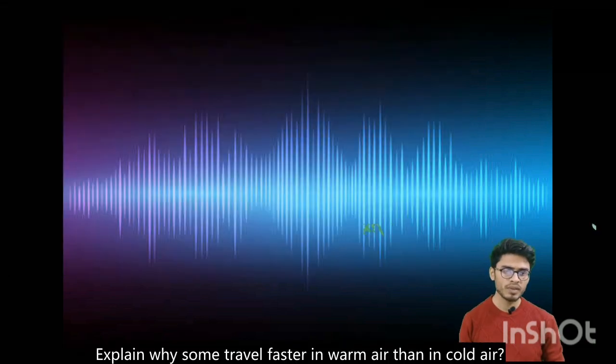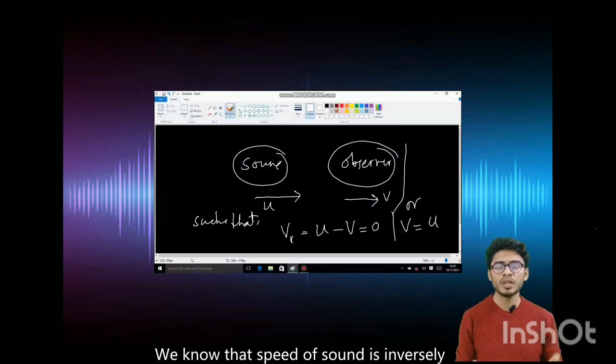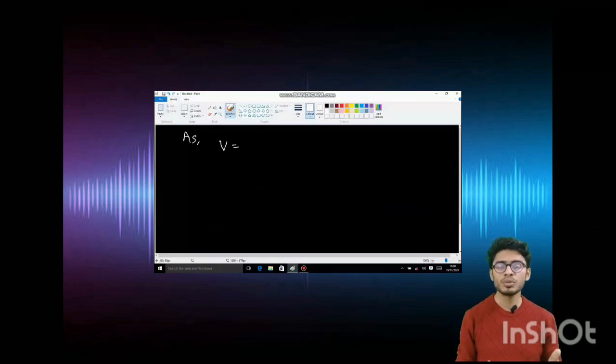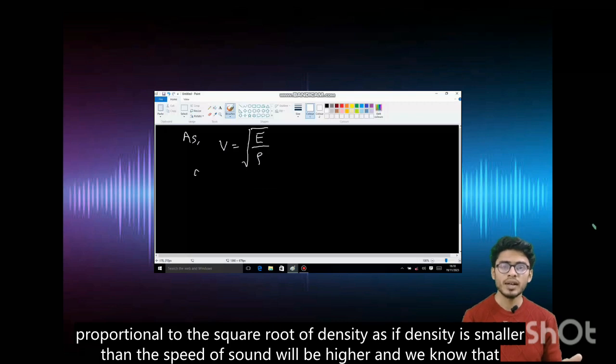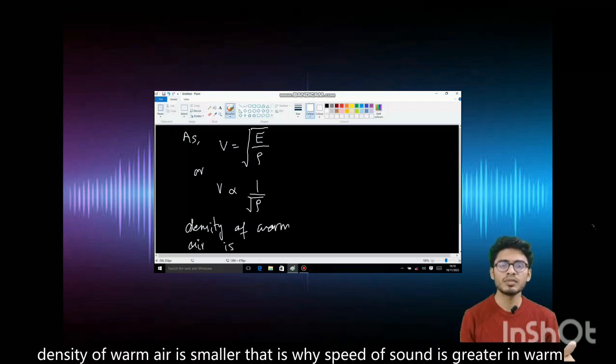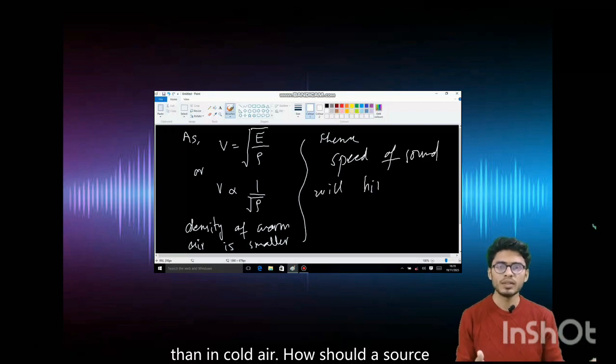Explain why sound travels faster in warm air than in cold air. We know that speed of sound is inversely proportional to the square root of density, so if density is smaller, then the speed of sound will be higher. And we know that the density of warm air is smaller, that is why the speed of sound is greater in warm air than in cold air.